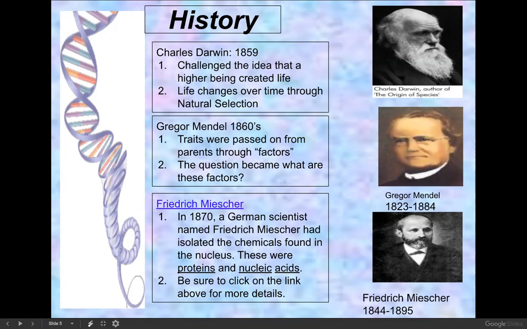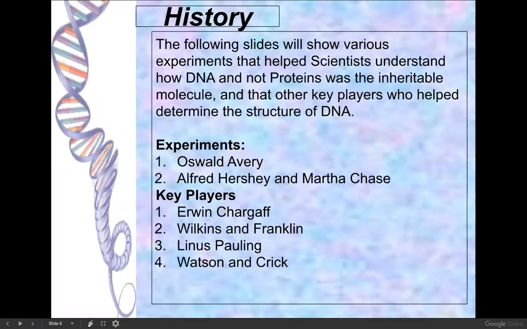At that point, we weren't able to look inside of cells, and DNA wasn't even discovered. And then later in the 1800s, Friedrich Miescher, a German scientist, isolated the chemicals found in the nucleus. These were proteins and nucleic acids. And so, again, you can click on the link there to find out more about that.